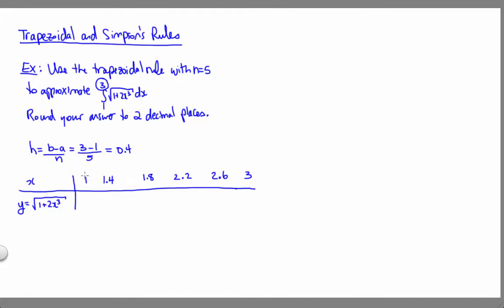Now to get the y values, we're going to be plugging the x values into this square root function, and we're going to keep our y values exact. So our first y value is going to be root 3. Second y value, if we plug 1.4 into the square root function, we're going to get root 6.488. And we're going to work our next y values out in a similar way just by plugging each x value into this square root function.